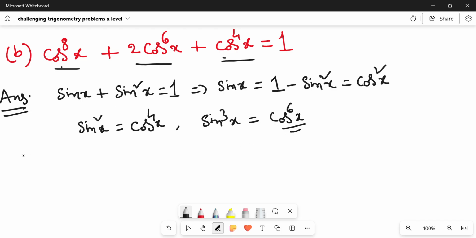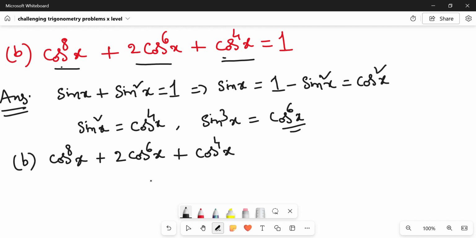Let's consider part B of the question first, because it is easier. It's cos power 8x plus 2 cos power 6x plus cos power 4x. I'm just rewriting the LHS. Now this is a pretty simple task. What would it be if I consider sin power 4x? I have sin x is cos square x, so sin power 4x is nothing but cos power 8x.